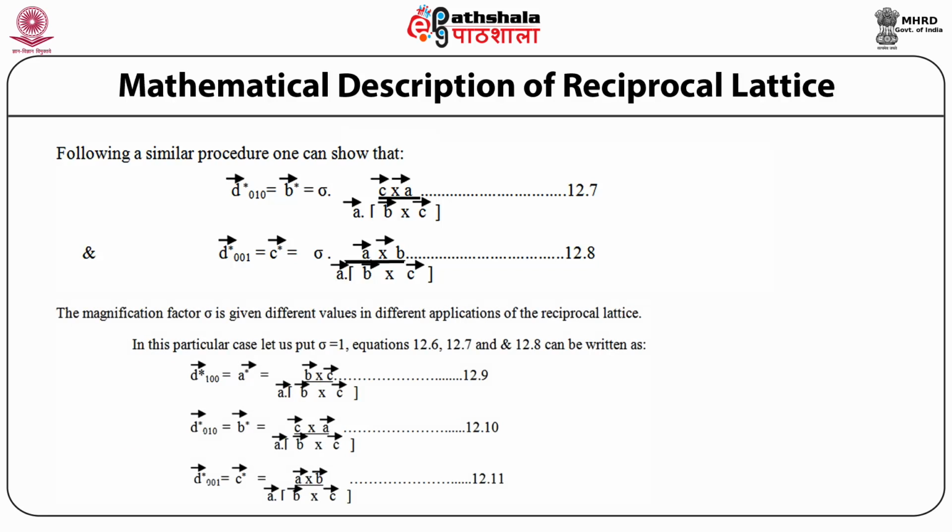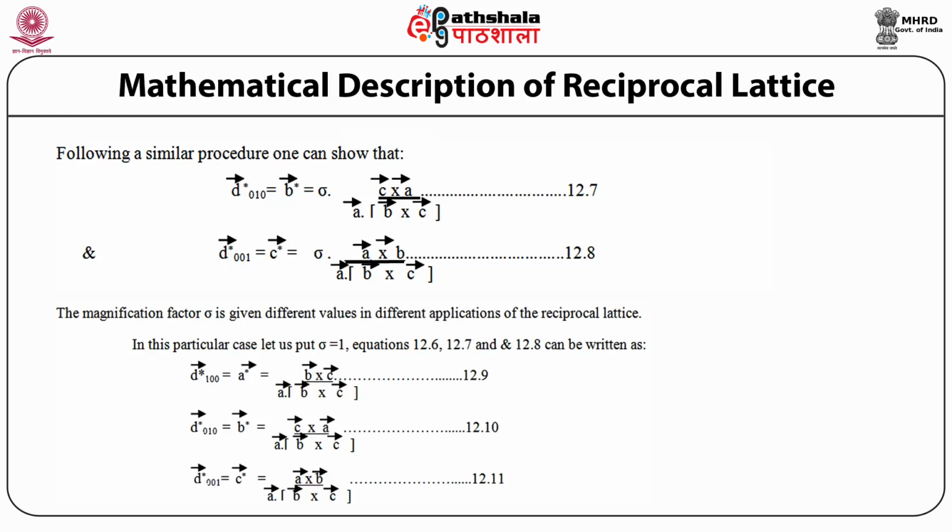The magnification factor sigma is given different values in different applications of the reciprocal lattice. In this particular case, let us put sigma equal to 1. Equations 12.6, 12.7 and 12.8 can then be written as d star 100 vector equal to a star vector equal to b vector cross c vector upon a vector dot b vector cross c vector, which is given as equation 12.9.